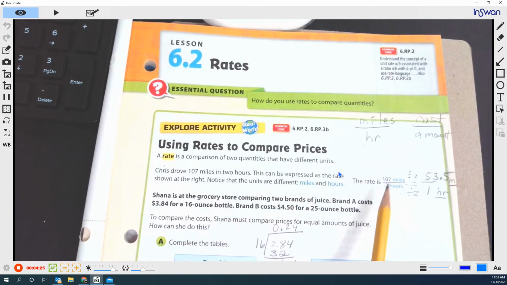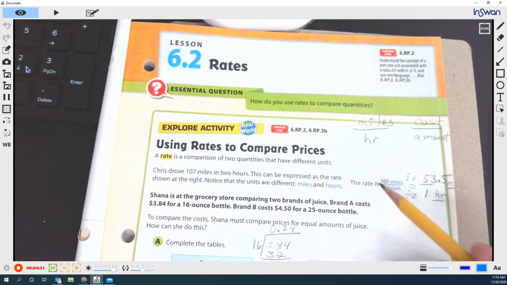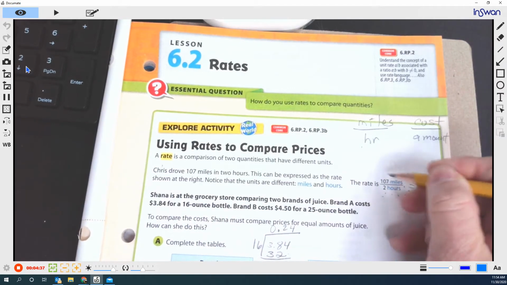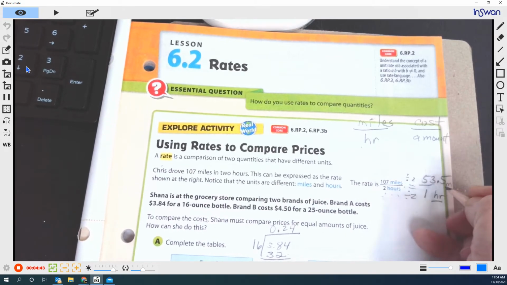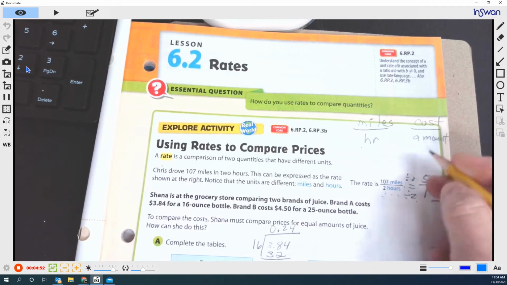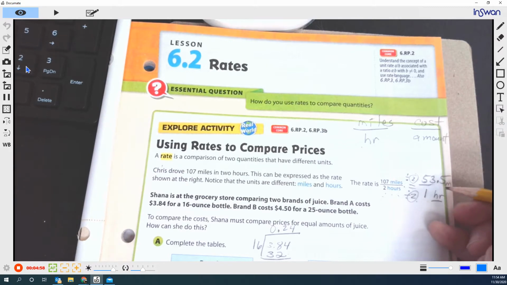And here in this relationship where we have miles per hour, if you look at where he drove 107 miles in 2 hours, this is the rate that he's showing, and the miles and hours are two different things. When I write the rate for one of those, I can say 1 hour. To get from 2 to 1, that's dividing by 2. If I divide both the top and the bottom by 2, I'm going to see that in 1 hour, they're going to go 53.5 miles.